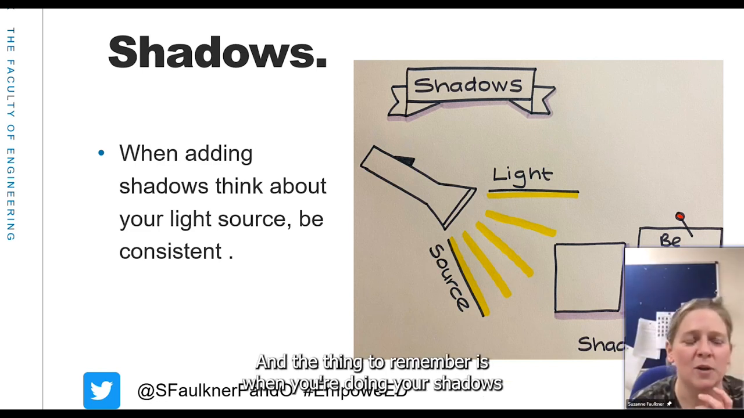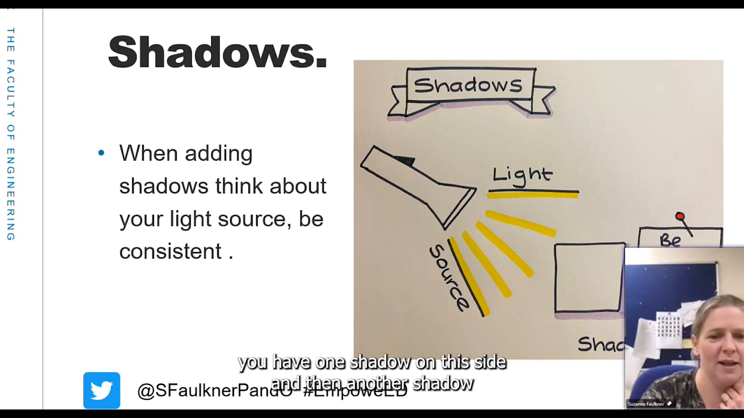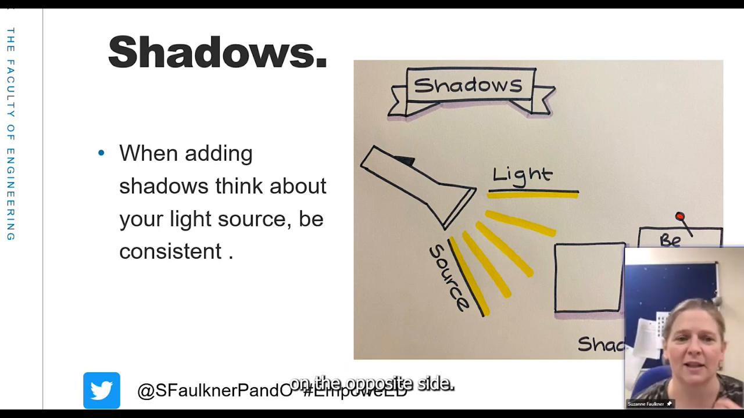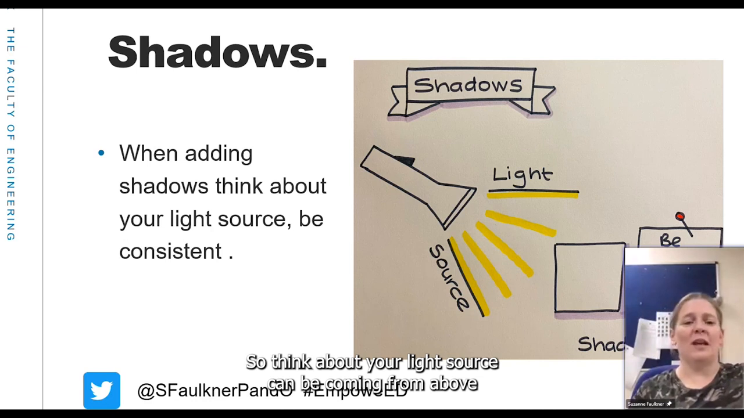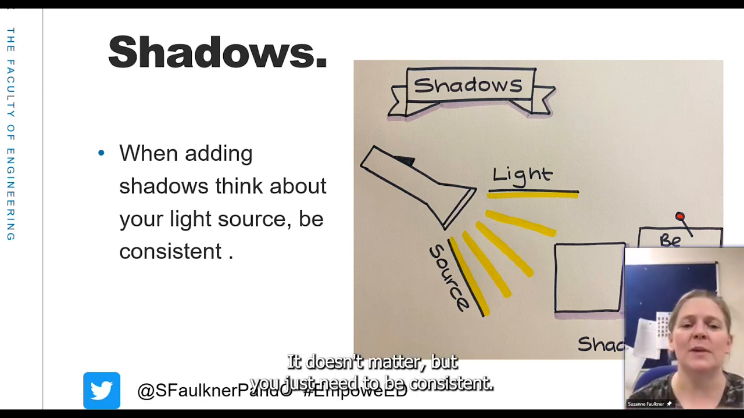And the thing to remember when you're doing your shadows is that you need to be consistent. Okay, you wouldn't have one shadow on this side and then another shadow on the opposite side. So think about your light source. It can be coming from above or below or left or right. It doesn't matter, but you just need to be consistent.